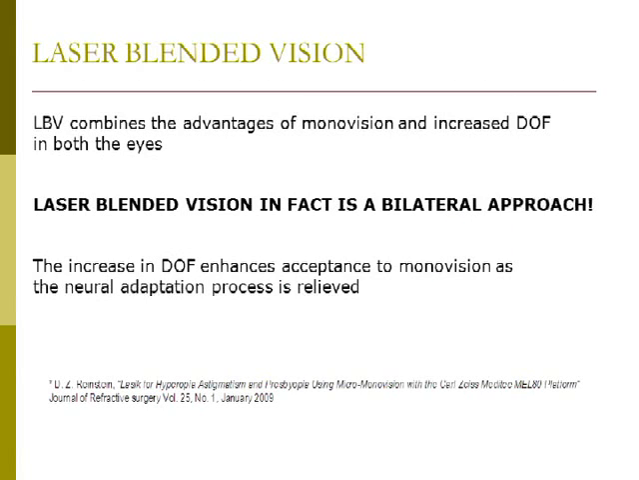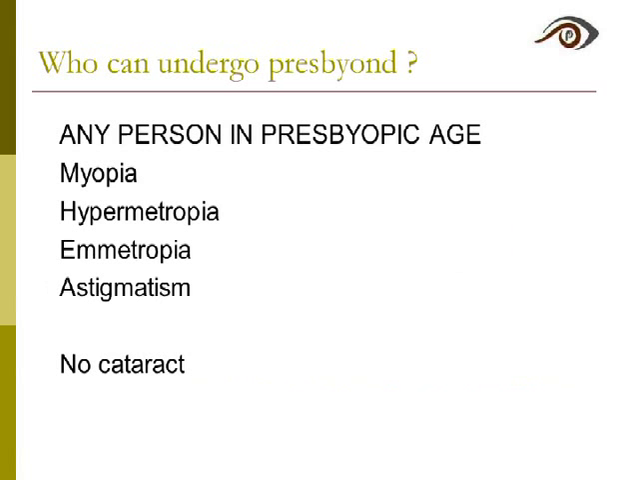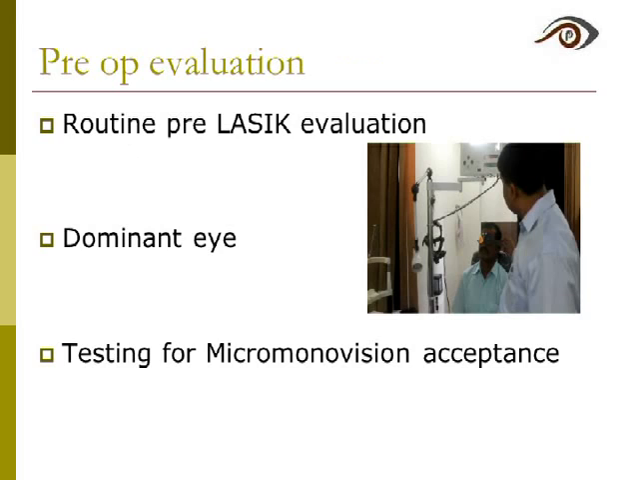Since the treatment is always a bilateral approach, who are the patients who can undergo this treatment? Patients with myopia, normally up to minus 8.5 diopters, and hypermetropia up to 5.75 diopters. One very important thing: even patients with emmetropia, those having 6/6 vision in both eyes, we can still do this treatment. Astigmatism up to 3 diopters, but make sure that the patient does not have cataract.